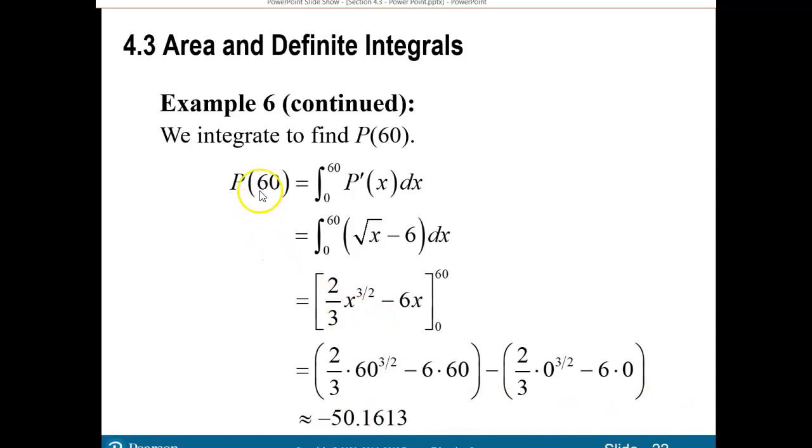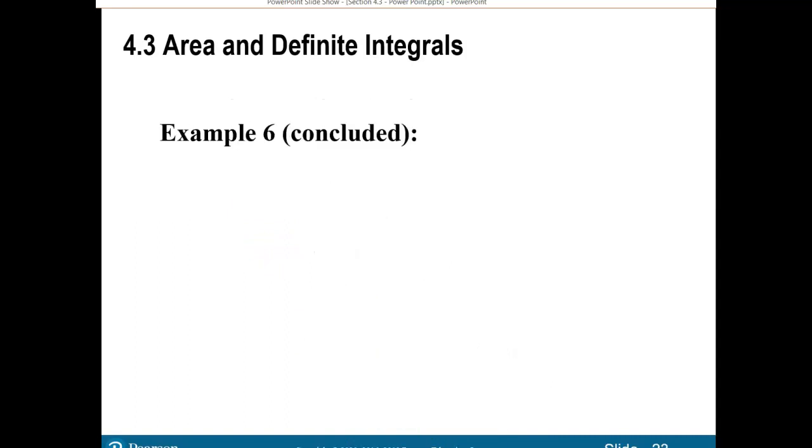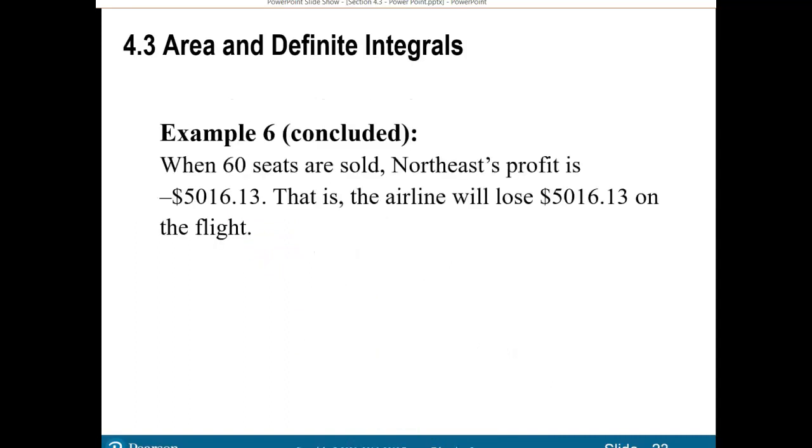So profit at 60 is a negative number. That means when 60 seats are sold, Northeast's profit is negative $5,016.13, meaning the airline will lose that amount of money on the flight.